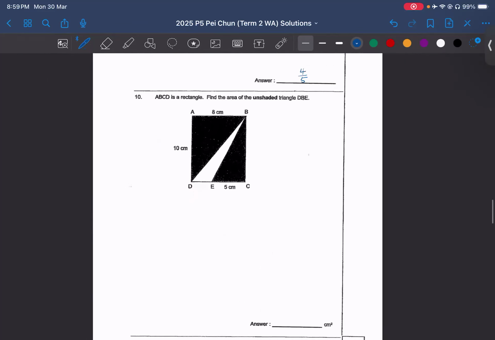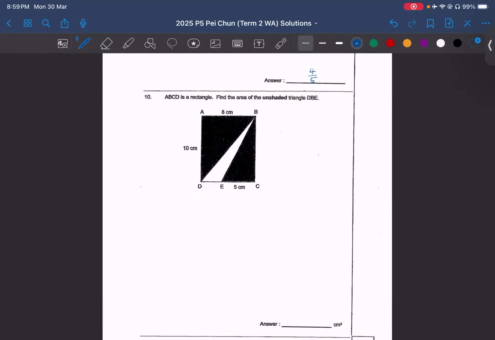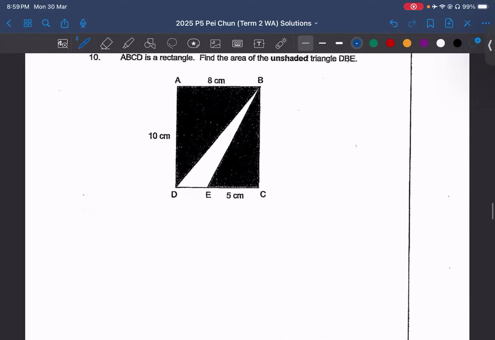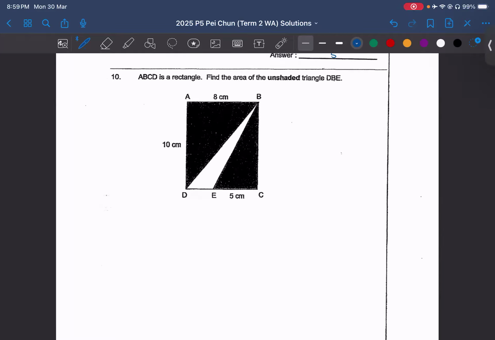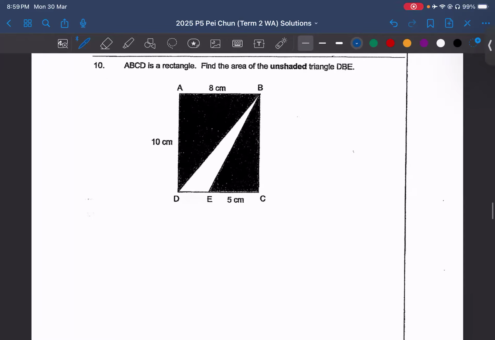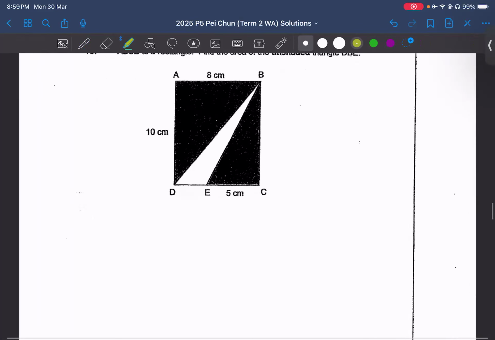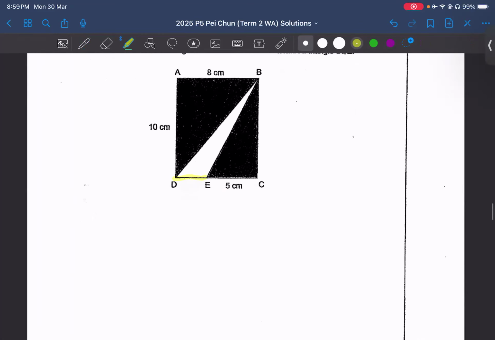Okay. Next, ABCD is a rectangle. Find the area of unshaded triangle DBE. So first we look at the unshaded triangle DBE. We try to identify the base of the triangle. So you must remember that the base will always be one side of the triangle. So in this case, if we look at our triangle, we realize that the only base that we can find will probably be this line DE.